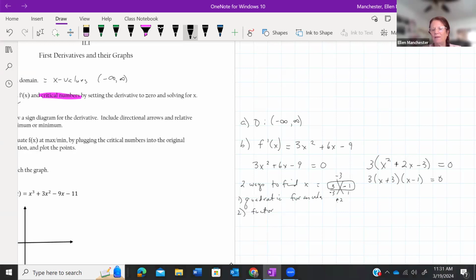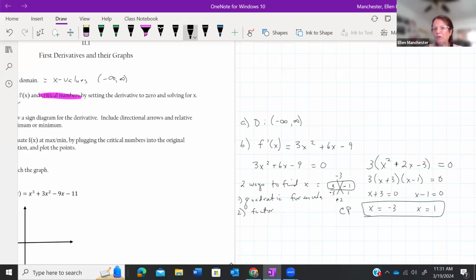Okay. And then now I can solve because this times this has to equal 0. One of these or both of these have to equal 0. So I can say x plus 3 equals 0 or x minus 1 equals 0. So I get x equals negative 3 or x equals positive 1. Okay. So what I just found are my critical points. And that's the whole goal of finding the derivative and setting it to 0 and then solving. So find the derivative, set it to 0, and then factor or use the quadratic formula.